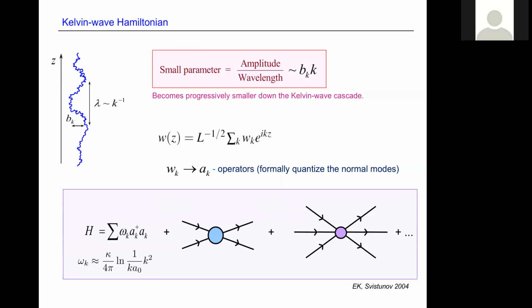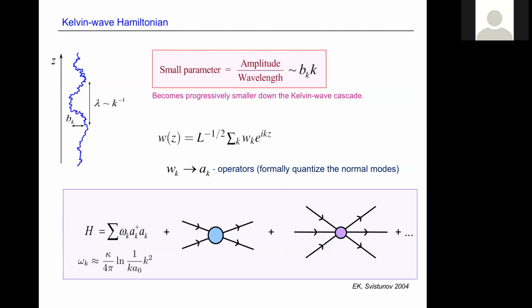Yes? Here, b_k is the height of a small wiggle, or is it the distance from the z-axis? So I'm looking at a particular scale lambda, and it's the height of the wiggle. I see how much the wave bends at this scale lambda.